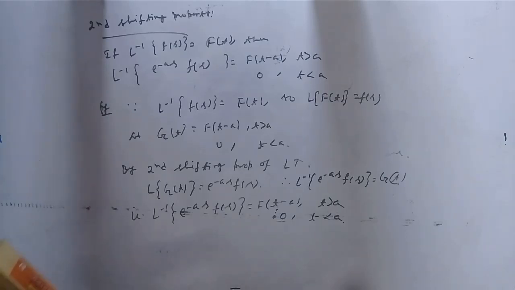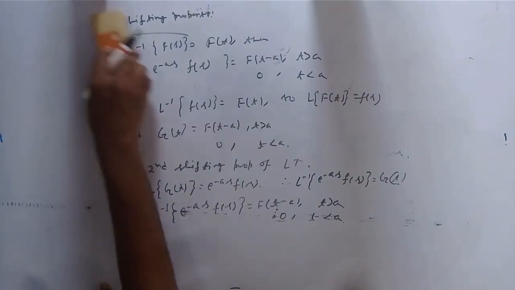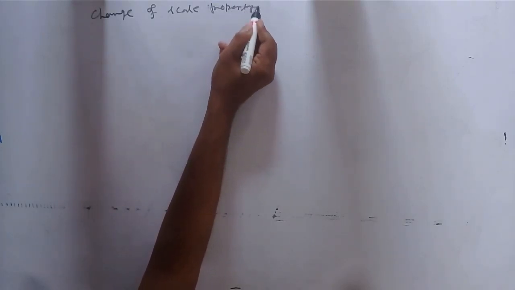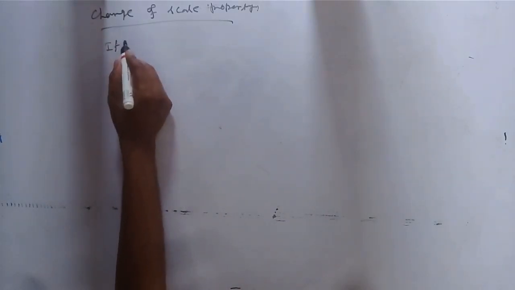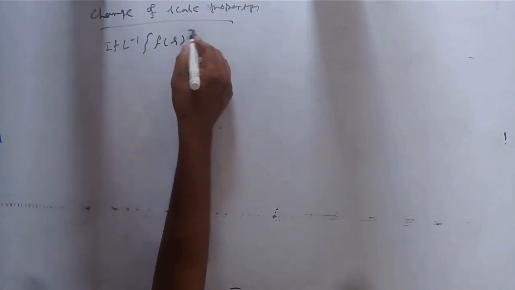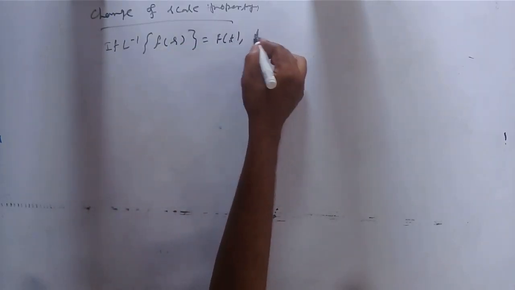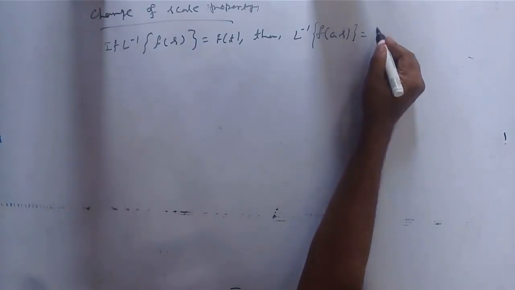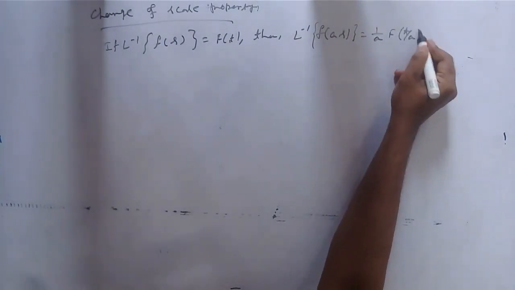Now I'll go to the proof of change of scale property. So the statement is, if L inverse of F(s) equals f(t), then L inverse of F(as) equals 1 by a f of t by a.